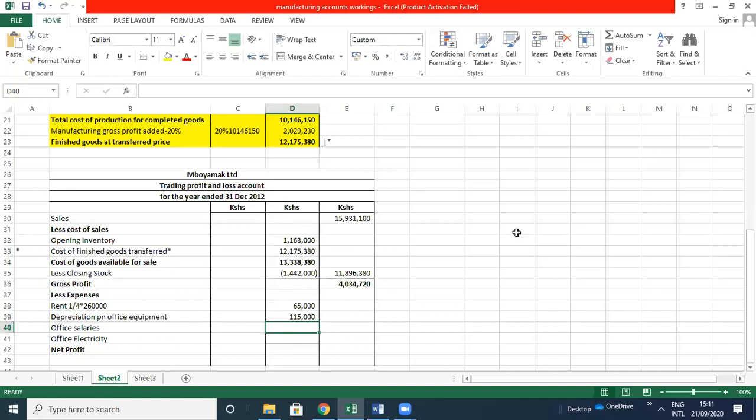Do we have office salaries? What is the amount? 1,670,950. Office electricity. Office electricity is 21,000. Thank you, Waidi Yegani. Chepkoech again. Any other cost that should go to the trading profit and loss account?